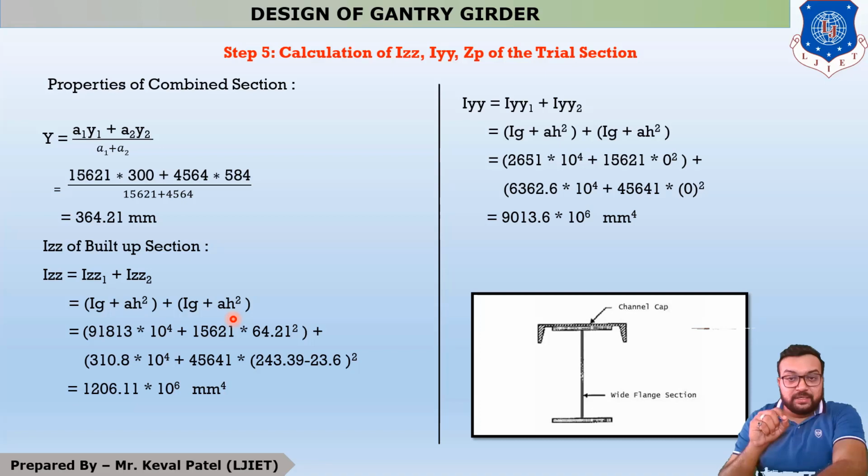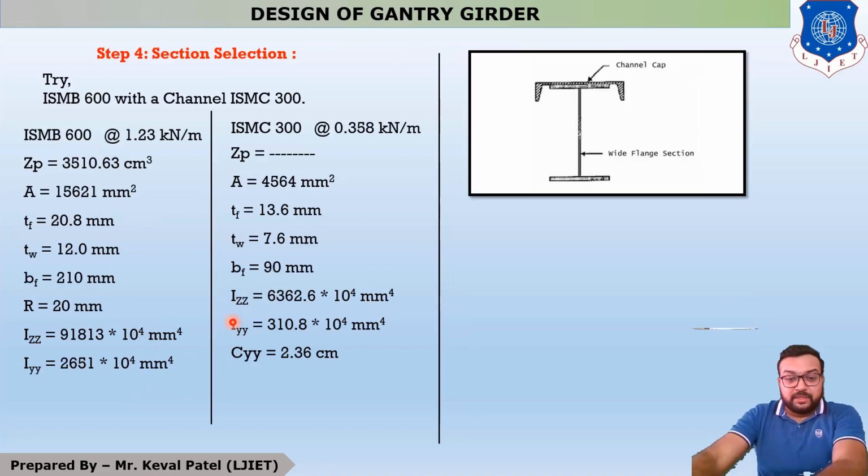But in the steel table, these two properties are given for the vertical C section. So it is like this. This is your C section. But we have to provide this channel section on the horizontal side, not on the vertical side. So for this section, our Ixx becomes Iyy and our Iyy becomes Ixx.